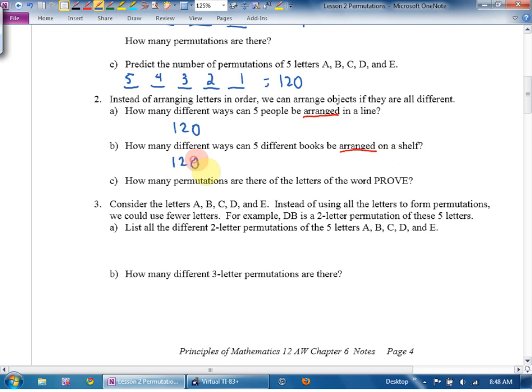How many permutations are there of the letters of the word prove? Look at the word prove. Is each letter different? Then that's the same as A, B, C, D, E. Now, next class, we're going to look at what if you have letters that are repeating? What if you got something like Mississippi with lots of I's and S's and P's? And we'll deal with that. It's actually a fairly easy tweak to do. But today, it would be 120.